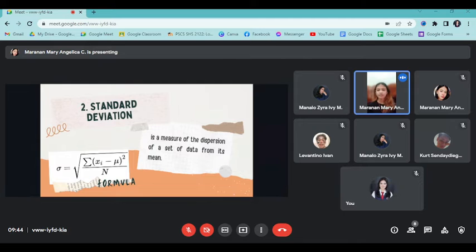Standard deviation. The standard deviation is a statistic that measures the dispersion of a dataset relative to its mean, and it's calculated as the square root of the variance. Formula for standard deviation: population standard deviation is equal to the square root of the sum of each value from the population minus the population mean squared, all over the size of the population.